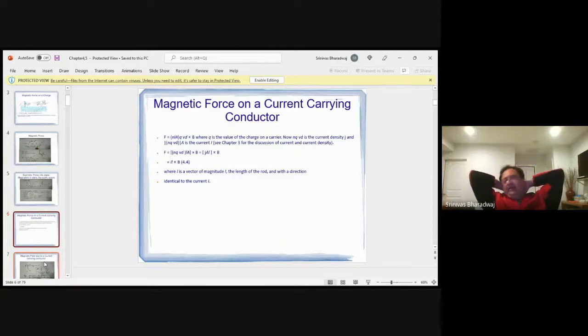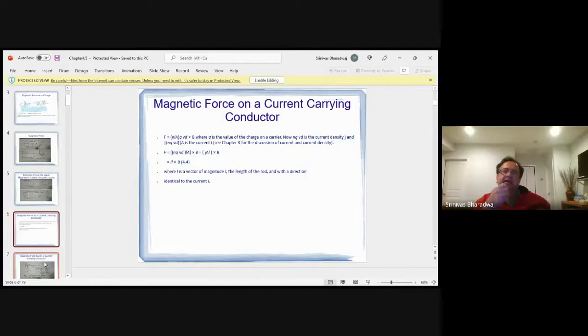Remember, what is I? I is dq by dt, right? Therefore q times v cross B, what does dq by dt mean? It means the amount of charge going through an area, so that is also moving charges. Hence you end up with I times L cross B.